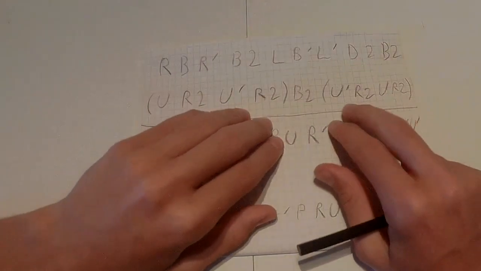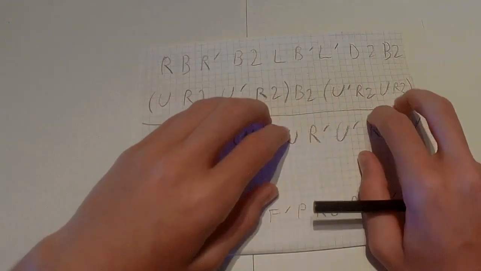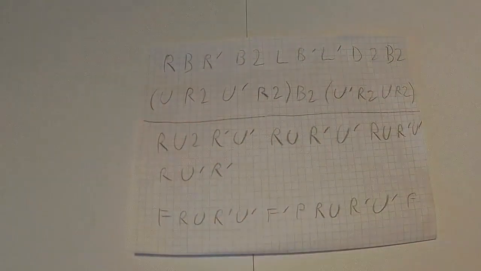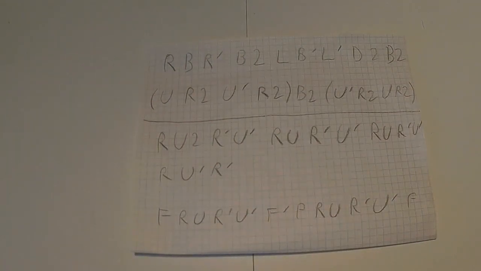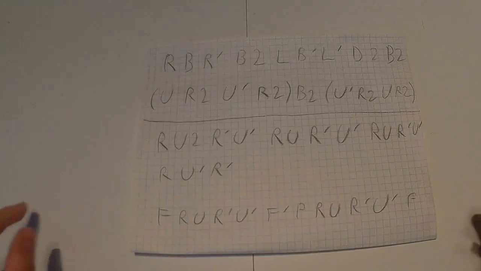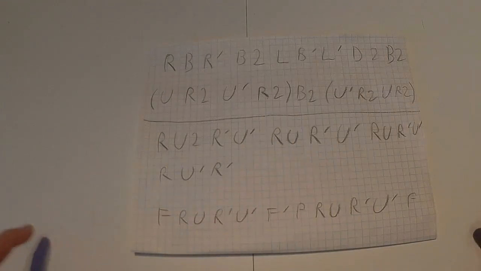So once you've written down your algorithm, separating it will make it a lot easier to learn, because when you try to remember it, you're like, okay, so it starts U, R2, U prime, R2. Okay, yeah, I remember that. And now I need to do a B2, but what comes after? Oh yeah, now I remember. I need to switch the U prime and the U and do the same thing as the beginning. So U prime, R2, U, R2.